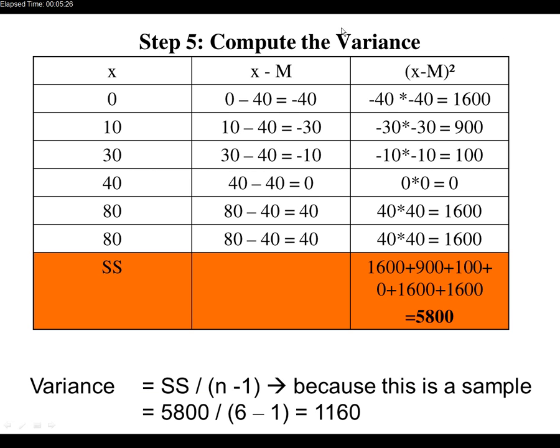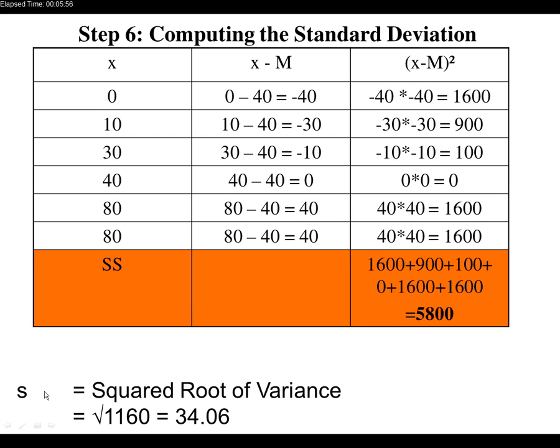And step 5 out of the 6 simple steps to complete a standard deviation is compute the variance. How do we compute the variance? We take the sum of squares divided by n minus 1. Don't forget, it's a sample. If it's a population, we don't use n minus 1, we use n. And that equals 5800 divided by 6 minus 1 equals 1160. So we're simply dividing 5800 by 5. And the standard deviation equals the square root of the variance. So we take 1160 and take the square root of that, which is 34.06.